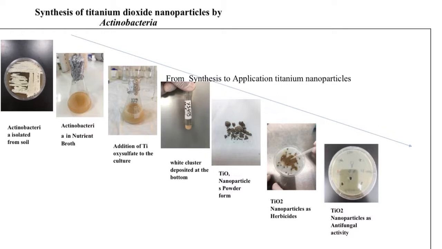The supernatant was added dropwise with continuous stirring into titanium oxysulfate, TiOSO4, solution. Then the solution was heated in a water bath with shaking. After the formation of a white colored precipitate at the bottom of the flask, the titanium dioxide nanoparticles were centrifuged and washed with sterile distilled water. Then we got titanium dioxide nanoparticles.